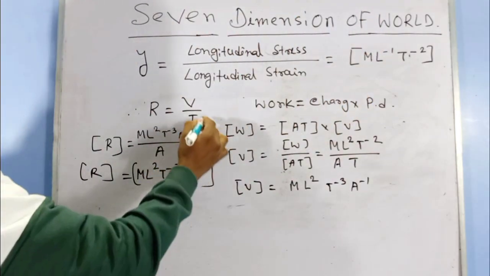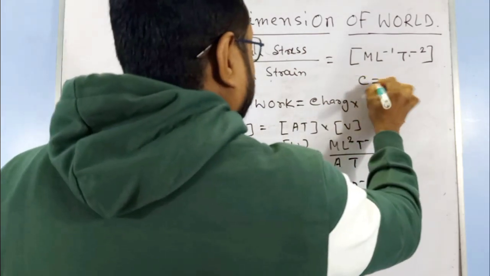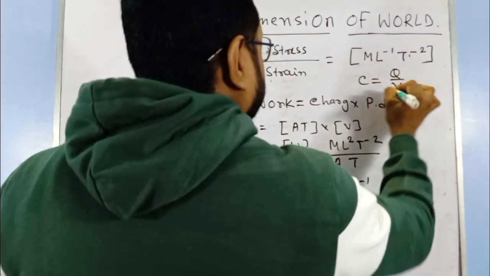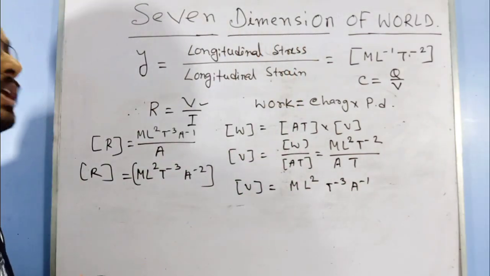If we know the dimension of potential difference, then we can find the dimension of capacitance, that is C equal to Q by V, charge divided by potential difference, and so on for any other equations.